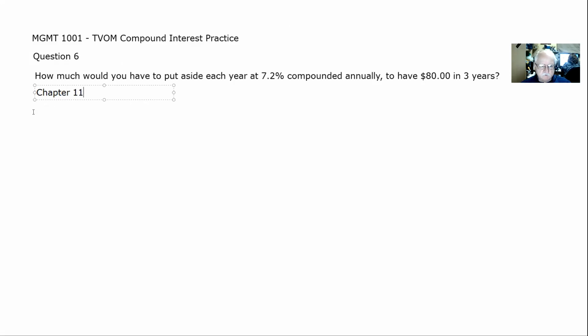And the specific formula we're going to deal with is formula 11.1a. And let's take a look at what that formula looks like. We've got our payment.